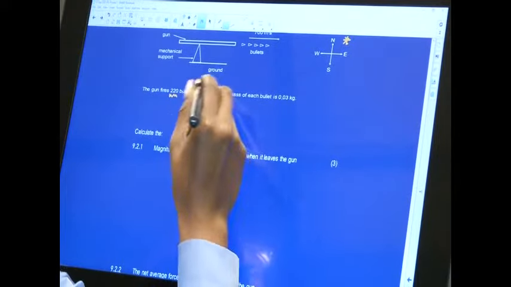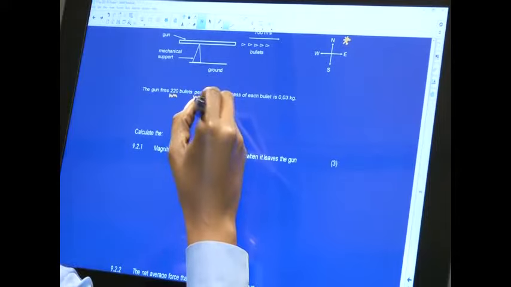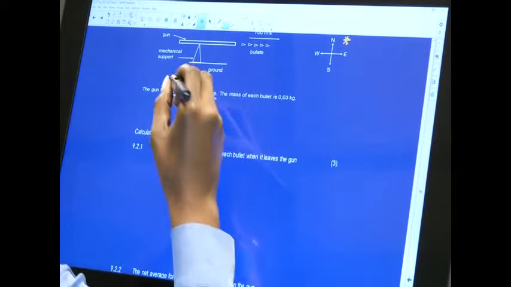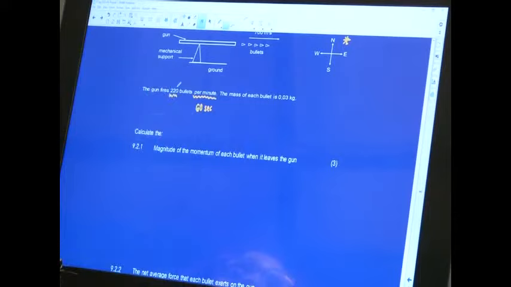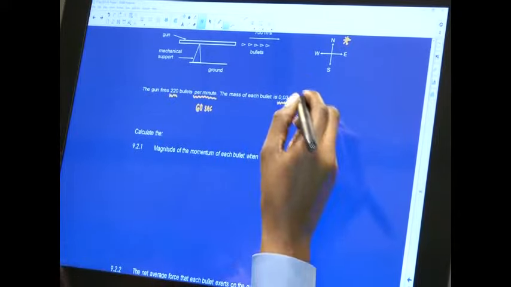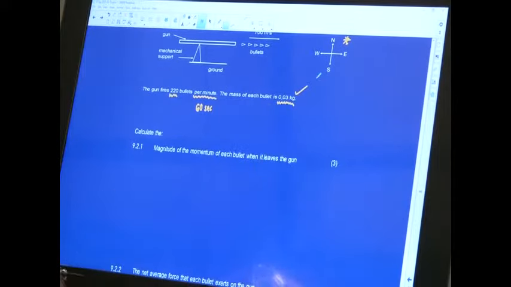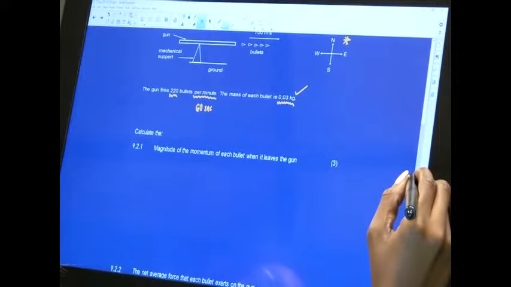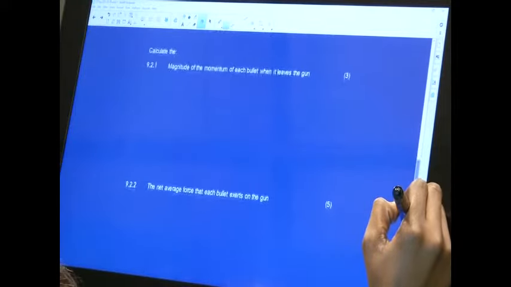I know that when we talk about time in physics, we talk seconds. So in 60 seconds, the gun can fire 220 bullets. And the mass of each bullet is 0.03 kilograms, which is nice because they've already given it to me in the correct SI unit, so there's nothing for me to convert. So let's see what they want. There's a lot of information.